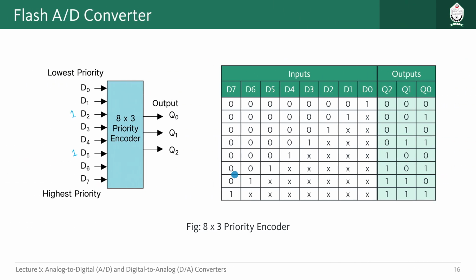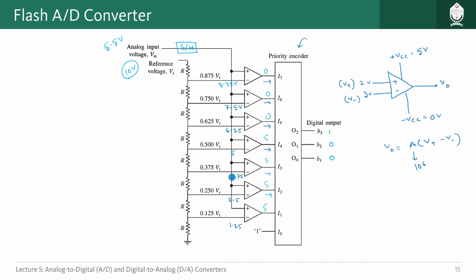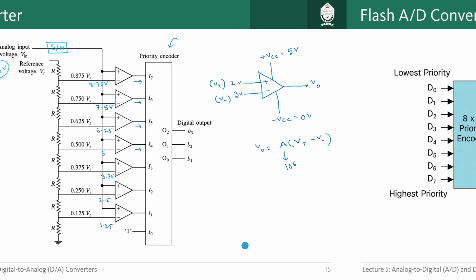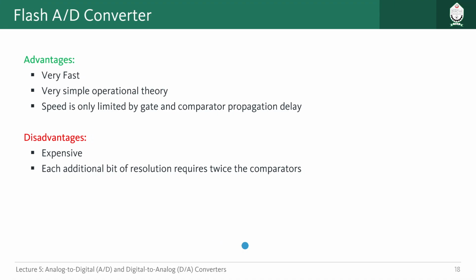So if I want a flash ADC that has a 4-bit digital output, instead of these 8 op-amps we should have 16 different op-amps and 16 different resistors of equal value, so that we can get 16 different situations for comparison. That is the problem. As we increase the number of bits, the number of op-amps and resistors required increases exponentially. That is one of the drawbacks of this kind of ADC.